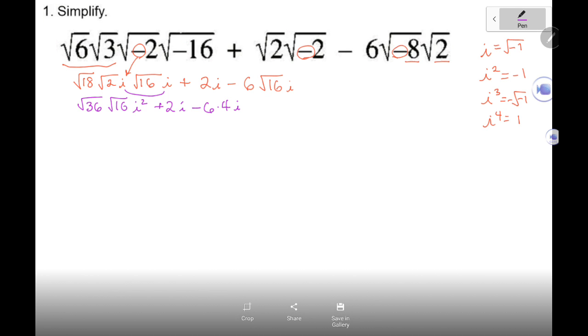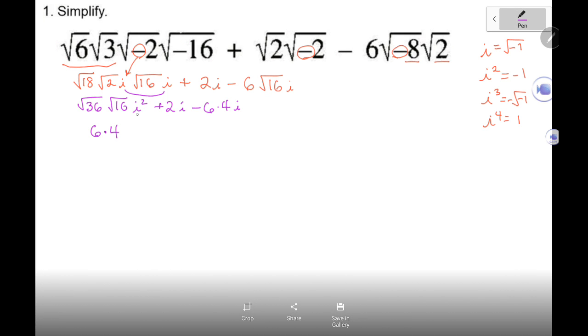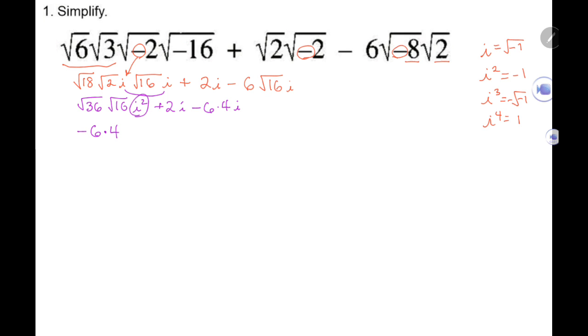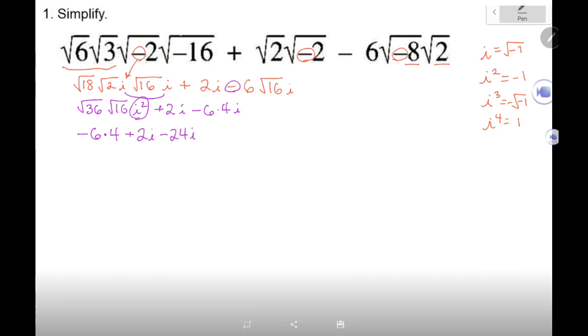Okay, so same thing continuing on here. We're going to say the square root of 36 is 6, the square root of 16 is 4. We have i squared, which should really be a negative, so we're just going to write a negative there and forget about the i. We're going to say plus 2i. Negative 6 times 4. I know that negative was out in front, but the 6 owns it. So negative 6 times 4 is negative 24, and there's an i with this.